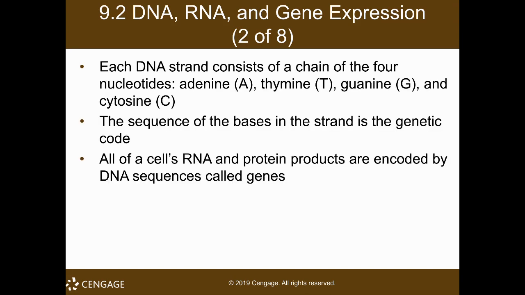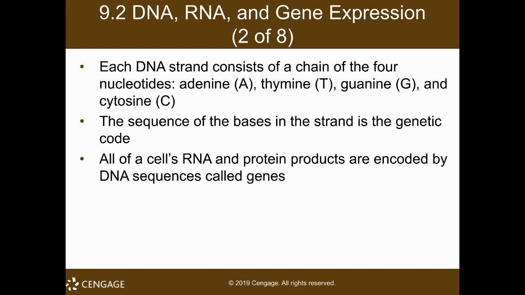So, we have your DNA. DNA is a double-stranded molecule, and each strand consists of a chain of 4 nucleotides. We have adenine, thymine, guanine, and cytosine. And the sequence at which those 4 bases are arranged is the information. And we call that information the genetic code.